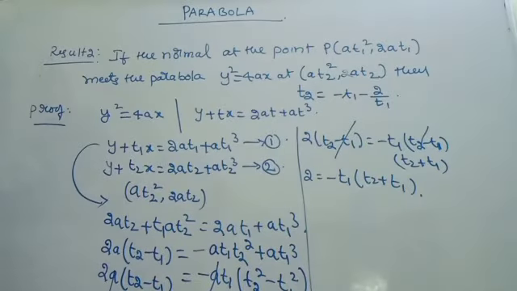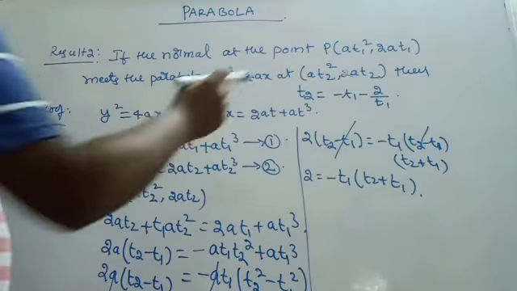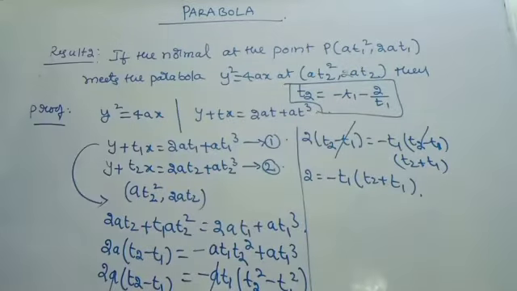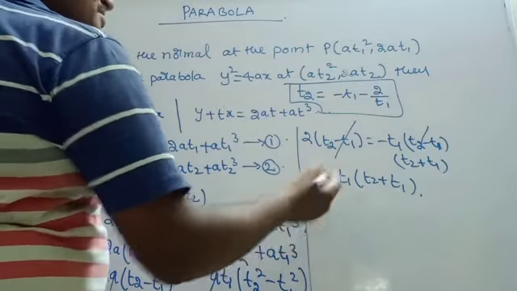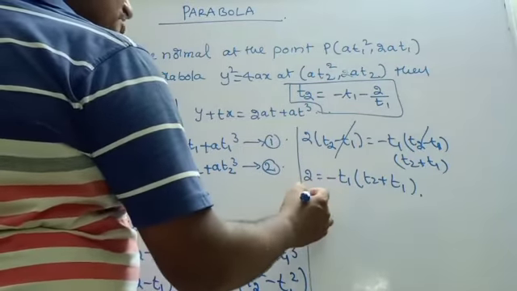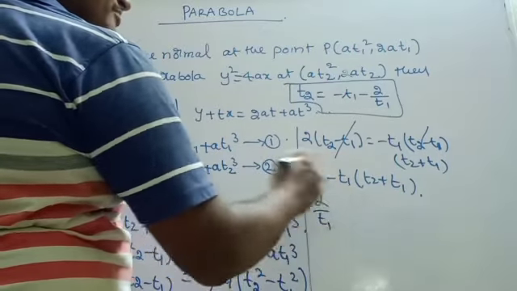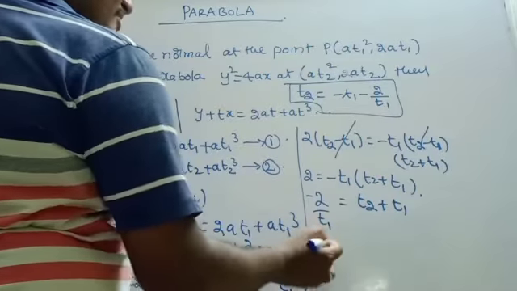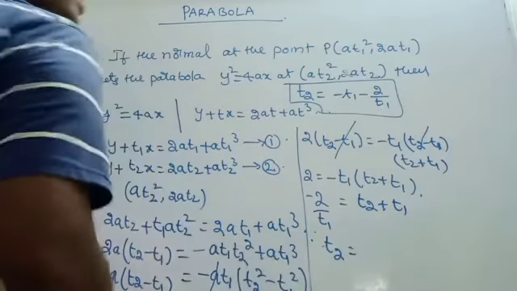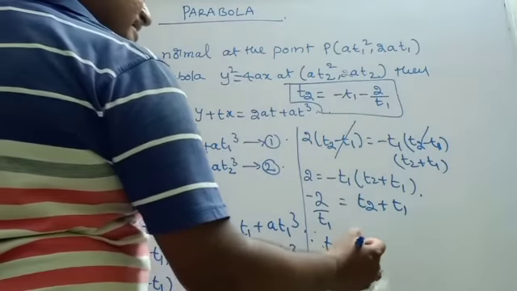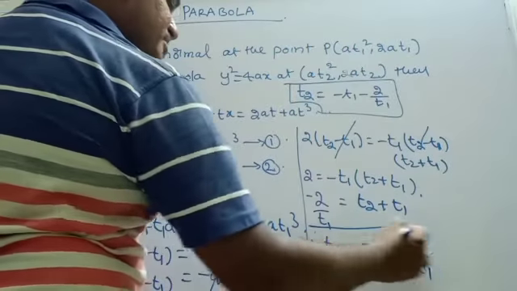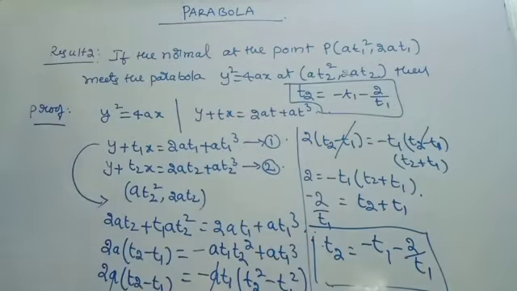Wonderful. Now we want to make t2 the subject, as we need to prove this. From this we try to get it. This is 2 by minus t1, that is minus 2 by t1, equal to t2 plus t1. If you make t2 the subject, we get t2 equal to minus t1 minus 2 by t1. See how beautifully we have got this result, my dear students.